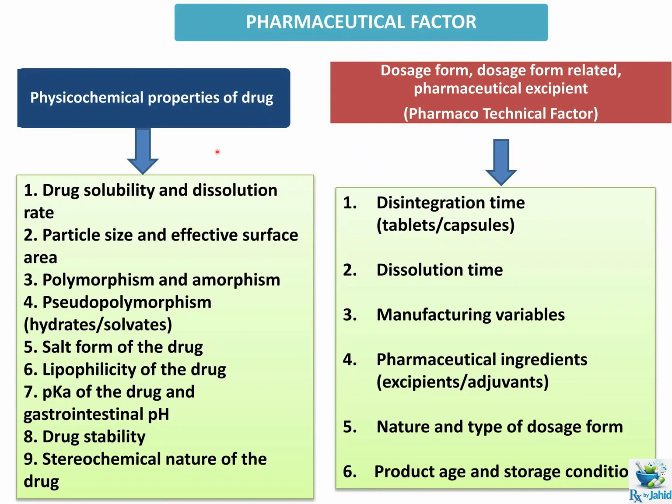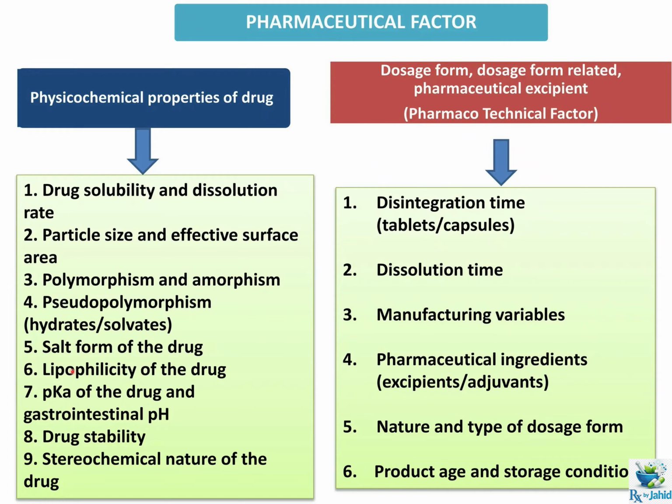The physicochemical properties of a drug include drug solubility and dissolution rate. The more dissolution happens to the drug, the more absorption we would have. Then particle size and effective surface area. The smaller the particle size, the more would be the absorption or dissolution. Then polymorphism or amorphism, the different crystal structures of a drug substance, which have an effect on the ADME of the drug. Then pseudopolymorphism, that is, the presence of hydrates or solvents in the structure of the drug.